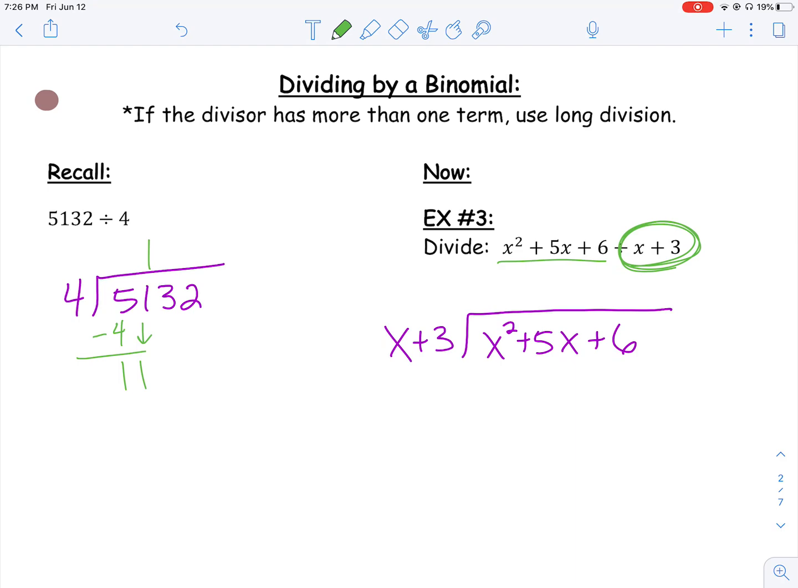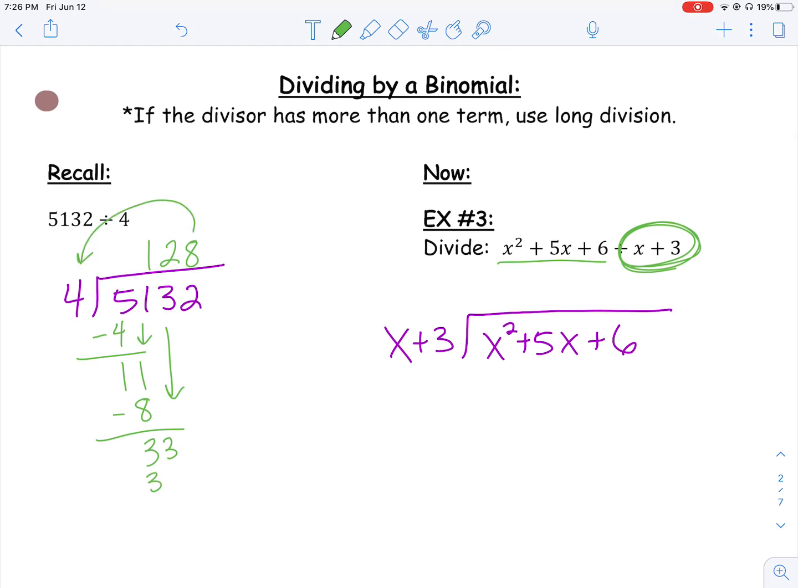So let's take 11 and divide it by 4. How many times does 4 go into 11? Isn't that twice? 2 times 4 is 8, and then we're going to subtract. So 8 taken away from 11 is 3. And then we're going to bring down the 3, and we're going to do it again. How many times does 4 go into 33? Looks like I can do 8 times. 4 times 8 is 32. I'm going to subtract. I get 1.